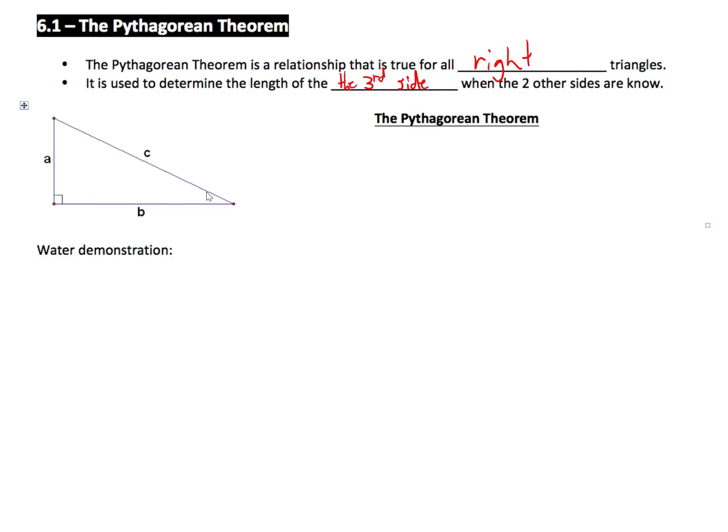And our Pythagorean theorem actually looks something like this. A squared plus B squared equals C squared. Now, C squared is always going to be your hypotenuse.